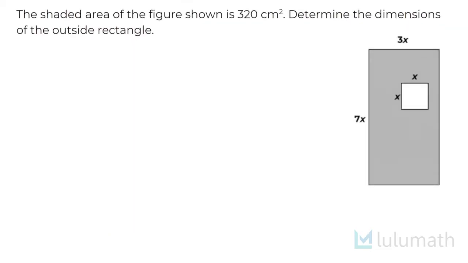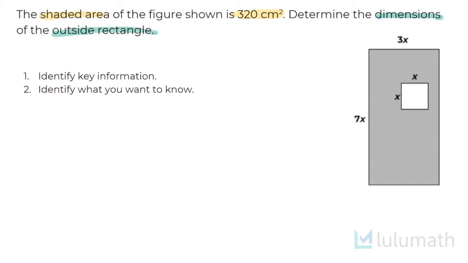Okay, in our next example, the first thing I would do is identify any key information that's going to help me out. So as I read through this, I'm told that the shaded area of the figure shown is 320 centimeters squared. Key information, awesome. Then I'm going to identify what I want to know. And I want to know the dimensions of the outside rectangle. And the dimensions mean the length and the width.